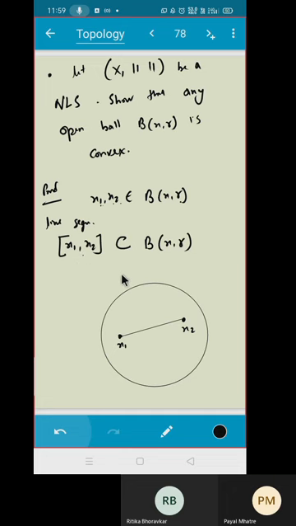Can you try proving? I'll give you 2 minutes. You know the definition of line segment, I have just shown it to you. Now try proving this. If you're done or you have any idea, you can raise your hand.